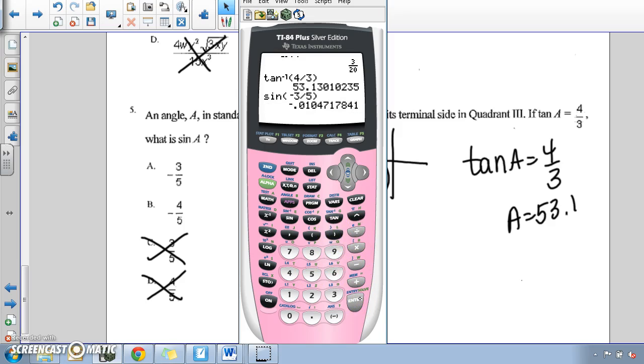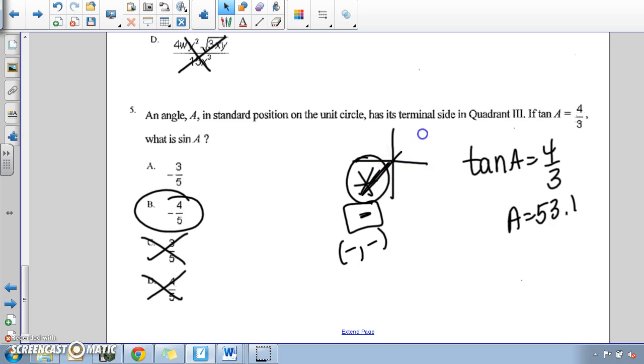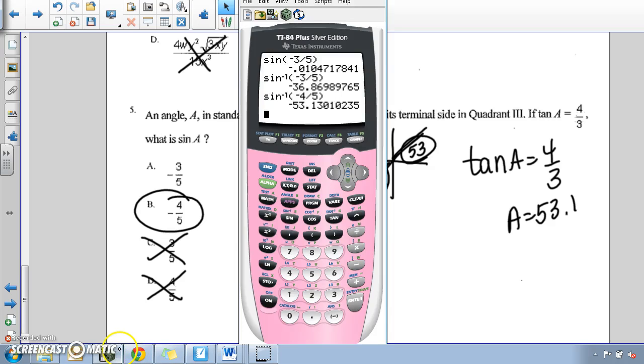And we get negative 0.01. Oh, sorry. Second sine, negative 3/5. We get negative 36 degrees. Let's do second sine, negative 4/5. And we get negative 53 degrees, and that actually matches that 53.1 degrees. So our answer is B. It's the same angle in the third quadrant as it is in the first quadrant. So it's a 53 degree in the first quadrant and a 53 degree in the third quadrant. So you can just use the second sine key like we did the second tangent key.